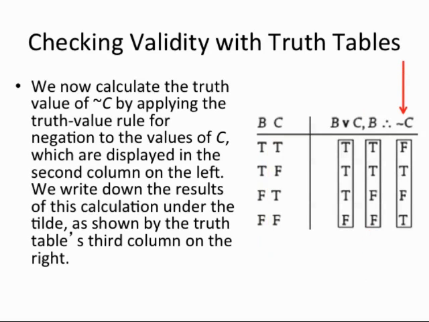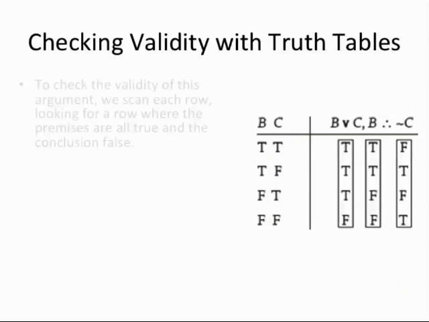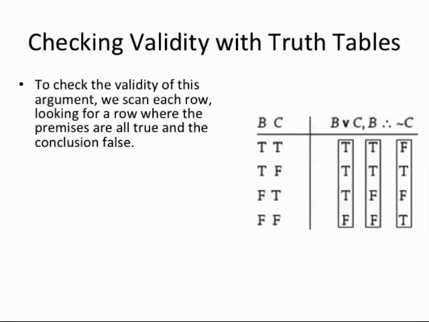We now calculate the truth value of tilde C by applying the truth value rule for negation to the values of C, which are displayed in the second column on the left. We write down the results of this calculation under the tilde, as shown by the truth table's third column on the right. To check the validity of this argument, we can scan each row, looking for a row where the premises are all true and the conclusion false.